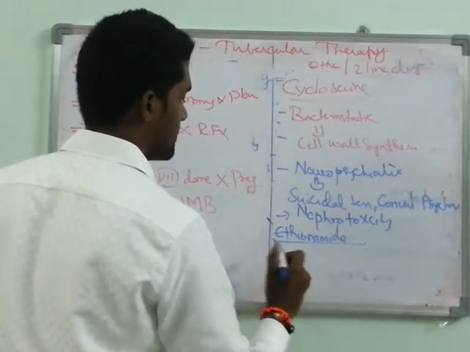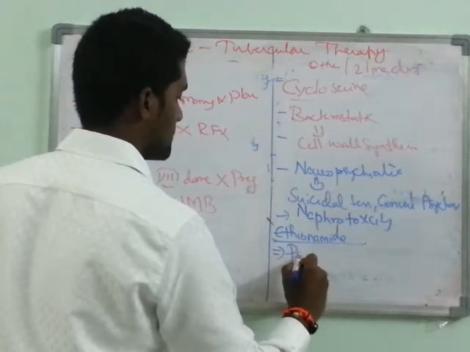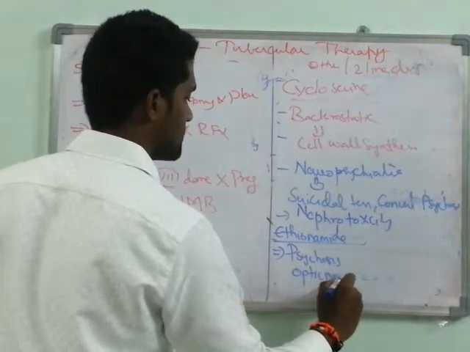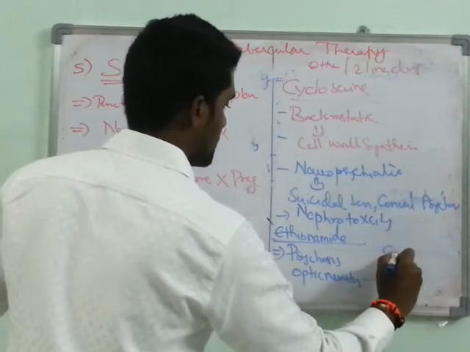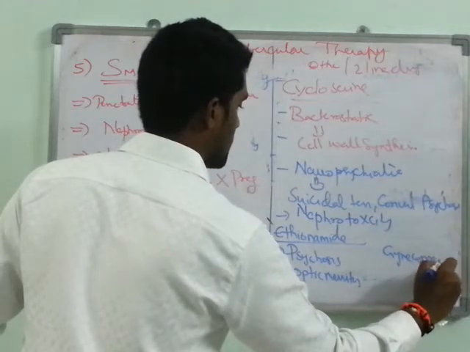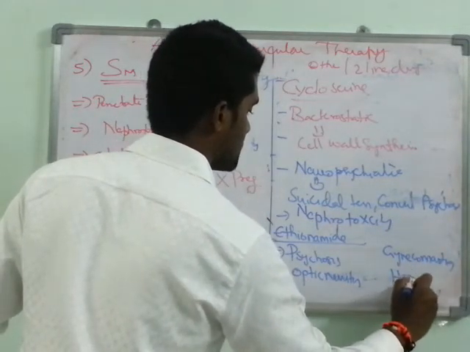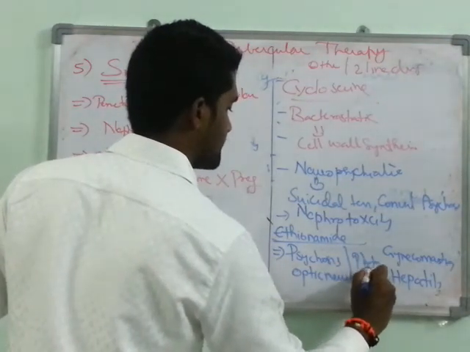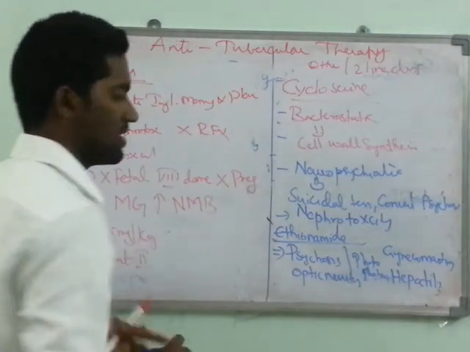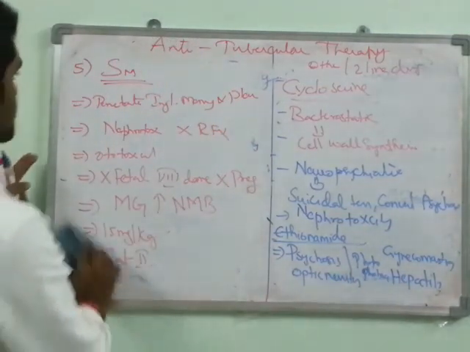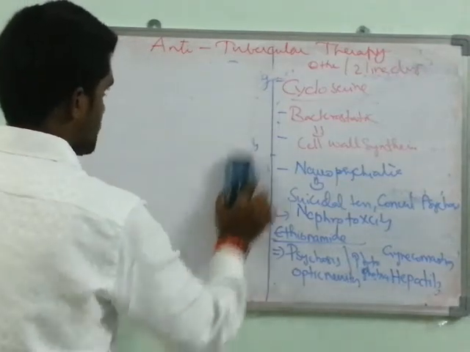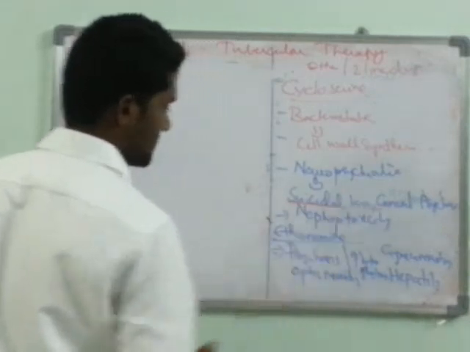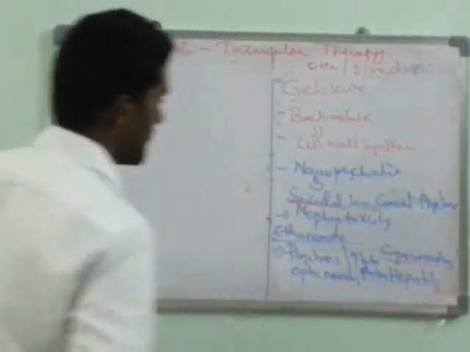Coming to next drug, ethionamide. Like INH, it can cause psychosis, it can cause optic neuritis, it can cause gynecomastia, and it can also cause hepatitis. And there is some amount of photophobia. These are the side effects of ethionamide. This is important. Remember suicidal tendencies and remember gynecomastia.